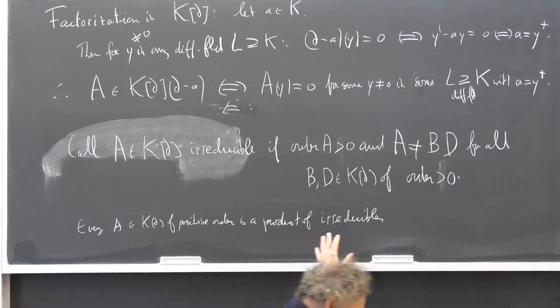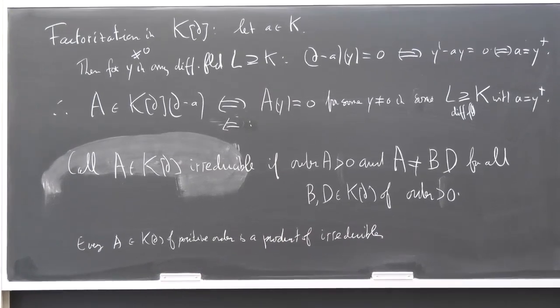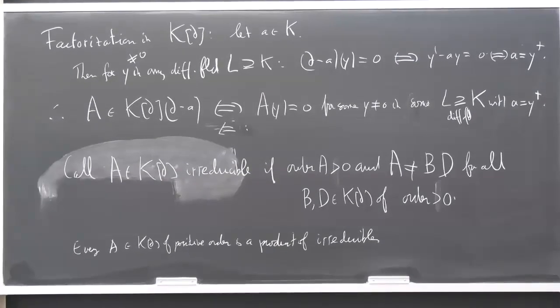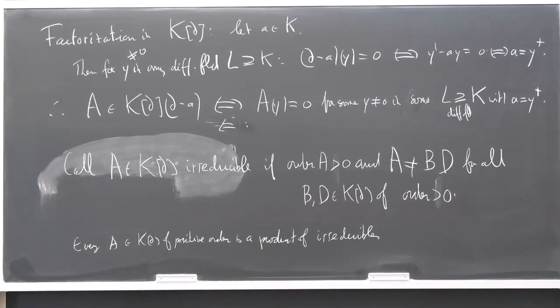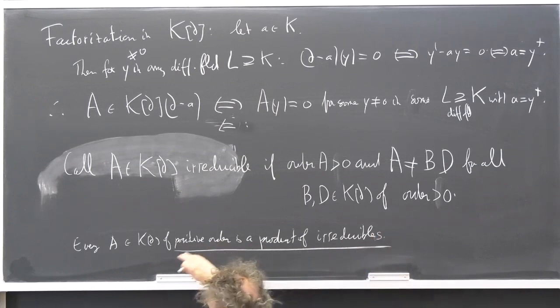But unlike in the case of ordinary polynomials, the factorization is not unique, even allowing factors on the left by non-zero elements of capital K. There is a whole theory about to what extent it is unique, but I'm not going to get into that. There are various notions of equivalent factorizations and so on.